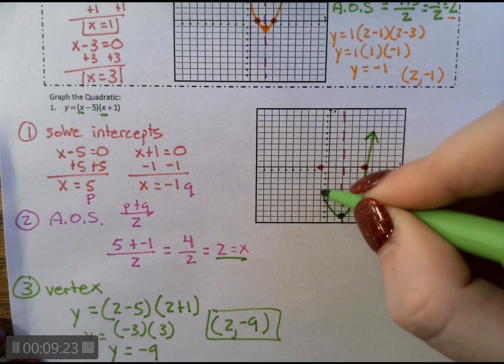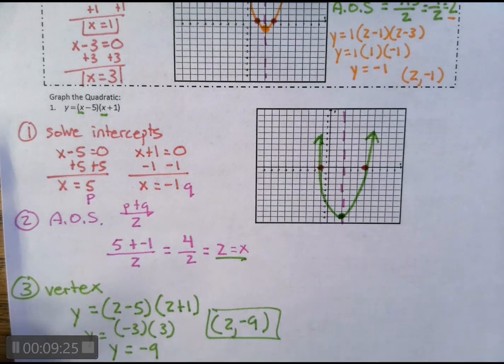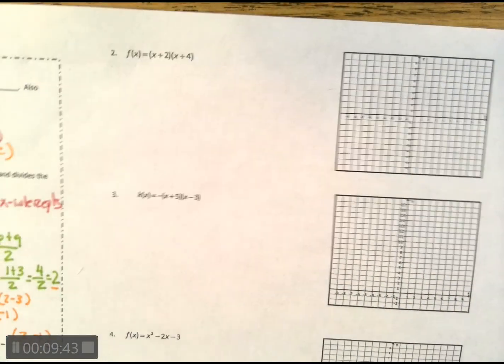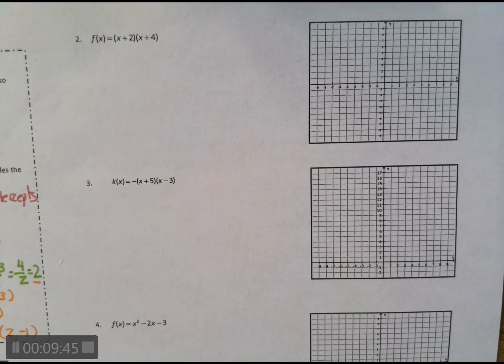Now if you notice, each time I have only made 3 dots, 3 points on our equation. In intercept form, that's okay. But in every other form, you need your 5 dots. Okay? Alrighty. Let's move on to our next example. Alright. So, first, solve the intercepts.